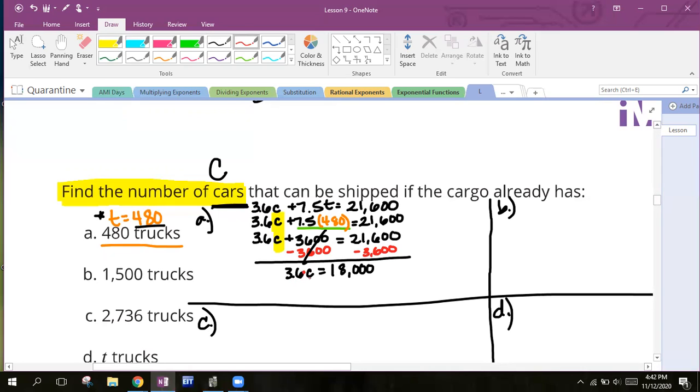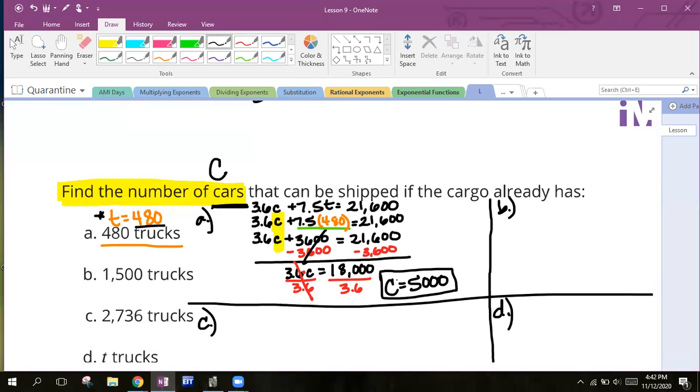Okay, still got to get that C by itself, so I need to divide both sides by 3.6. Divide by 3.6, those are going to cancel each other out. And when I have 480 trucks, I can have 5,000 cars on my cargo ship without it going over the weight constraint.